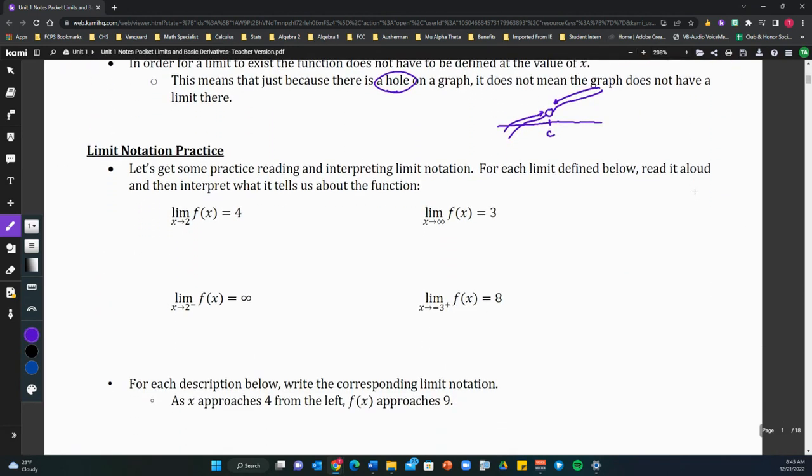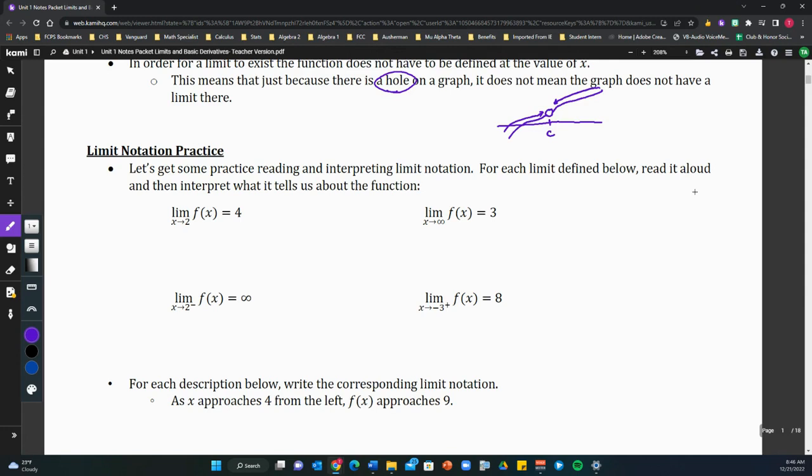All right, so now we're going to dive into some limit notation practice. So just being able to practice and work with how we read and how we interpret the limit notation. I'm not going to necessarily write anything down for these, I'm just going to talk about the notation and help you guys practice saying them.